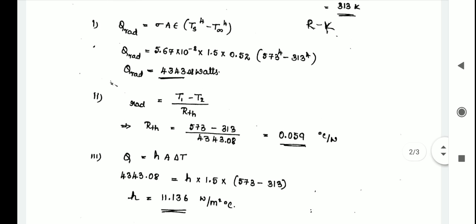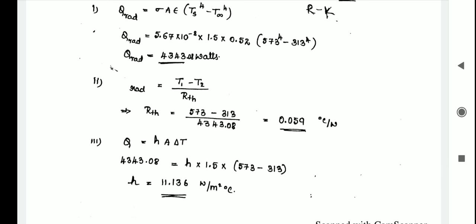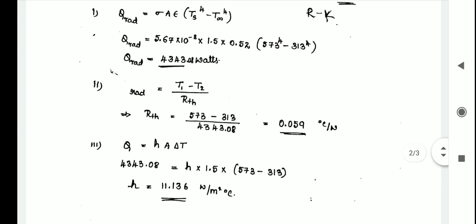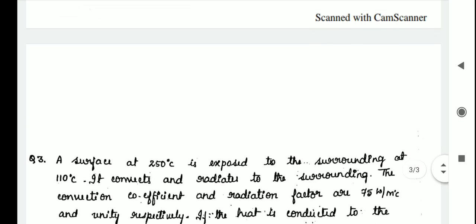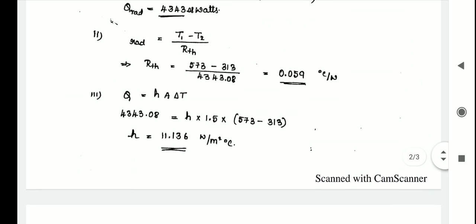The next part of the problem is to find H, the heat transfer coefficient. Q is known, area is known, delta T is known, so the only unknown is H. Q is 4343.08, which equals H into 1.5 into (573 minus 313). So H you will get is 11.13 watt per meter square degree Celsius. This problem is about radiation.